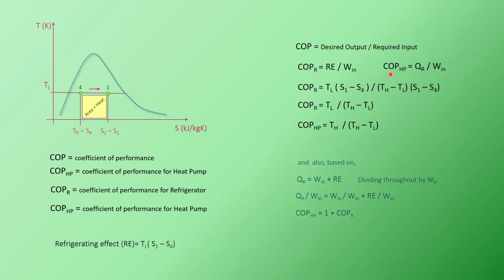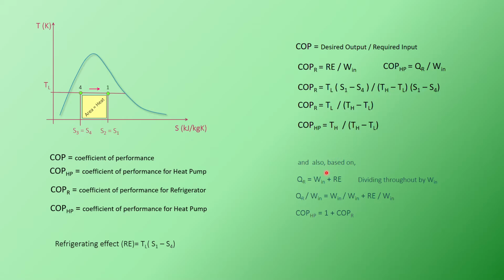So if it is the COP for a heat pump, then your desired output should be the heat rejected, not the refrigerating effect. The desired output of a heat pump is to supply the environment with heat. So that is the desired output, the heat rejected, not RE. And the required input is still the same, work in. So what you need to do is just substitute your RE and your work in, and you'll get the COP for HP and the COP for the refrigerator.